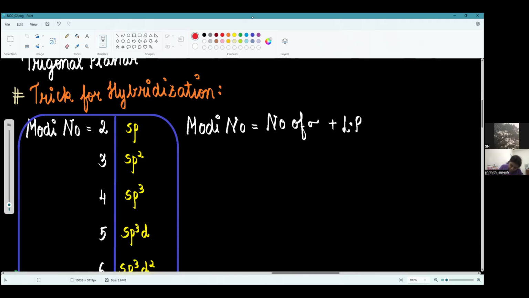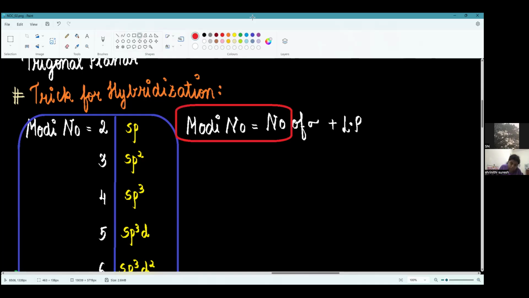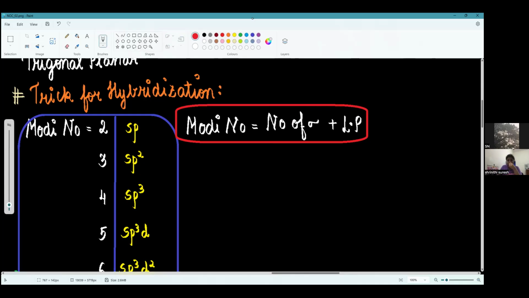If the sigma bonds are 2 and the lone pair is 1, what will be the Modi number? Sigma bond is 2 and 1 lone pair. 2 and 1 is 3, right? Yes. Very good. So sp2 hybridization. If there are 3 sigma bonds and 1 lone pair, the Modi number will be 4 and the hybridization will be sp3.